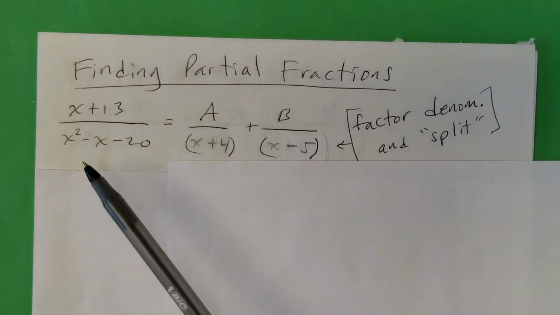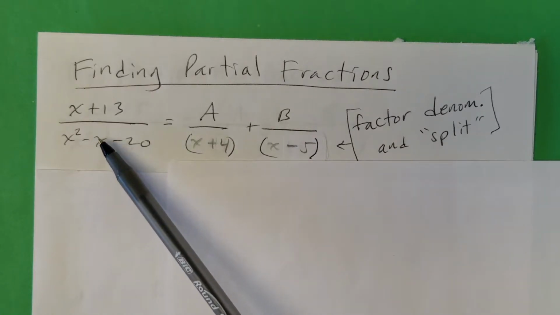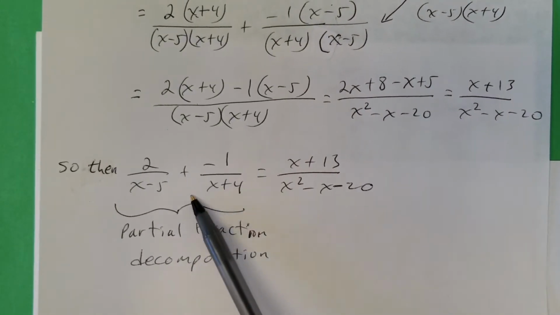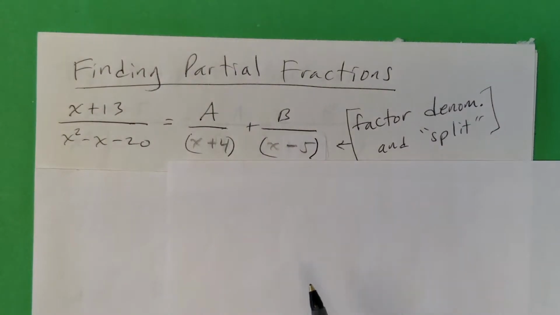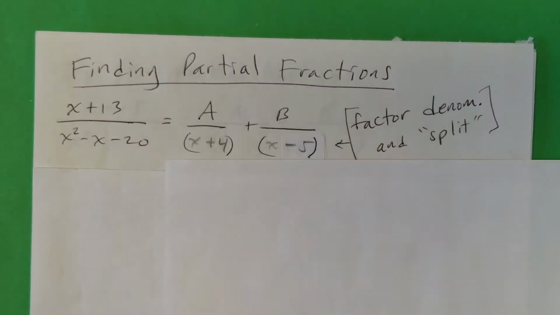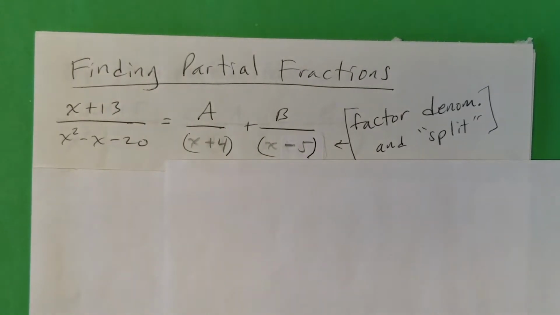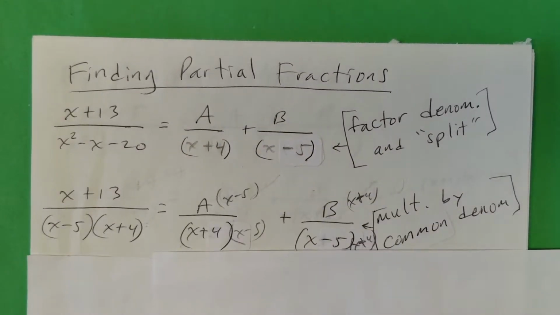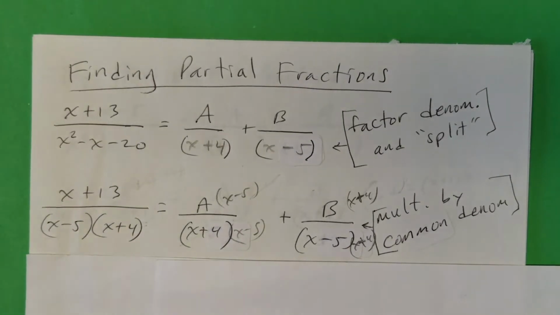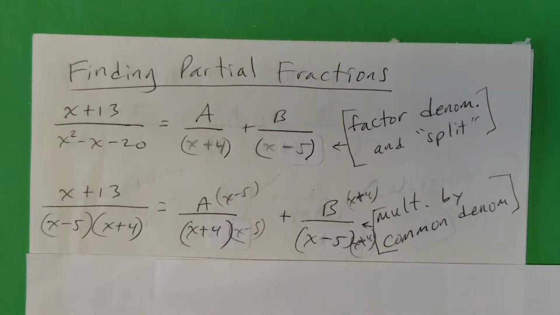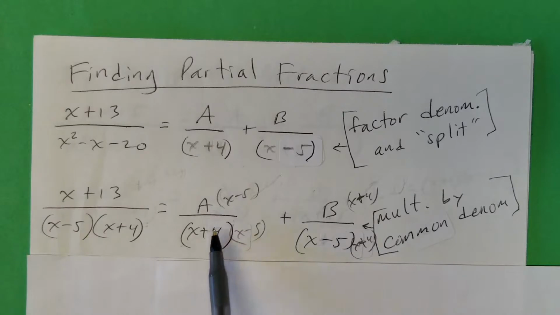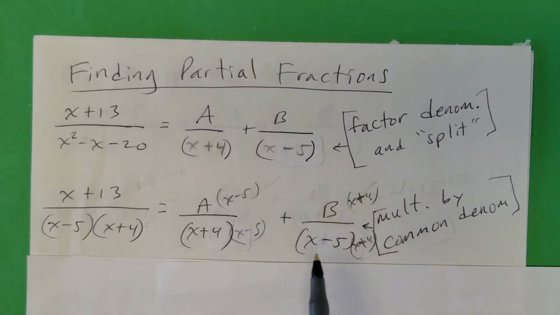By the way, notice that I'm using what we started with here. So when I'm done, I should get this. Let's pretend we don't know what the fractions are. We don't know that it's 2 and negative 1 up there. Now that I've factored the denominator and split it up like this, now multiply by the common denominator. Here we have x plus 4, so we need x minus 5, top and bottom. We have x minus 5, so we need x plus 4, top and bottom.